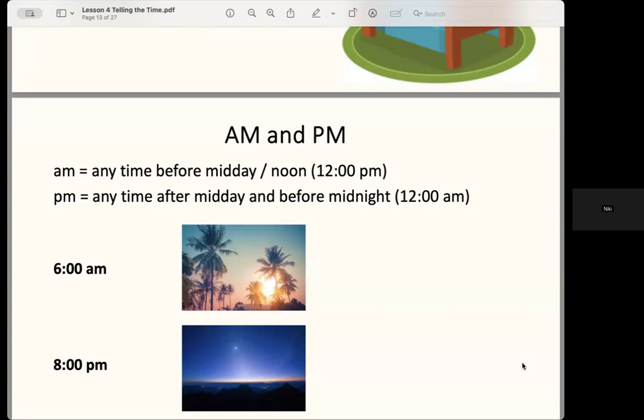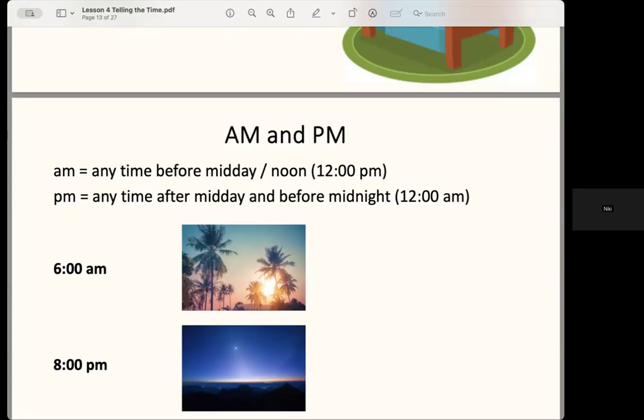So AM and PM. So AM, as you could see, quite often in those times, we had an AM after the time, like 8 a.m., Jenny goes to work or whatever it might be. And PM is on some of the times as well. So AM is any time before midday, which is 12 p.m. And sometimes in English, we call that noon, the point of noon. So that's 12 p.m. And then PM is any time after midday and before midnight.